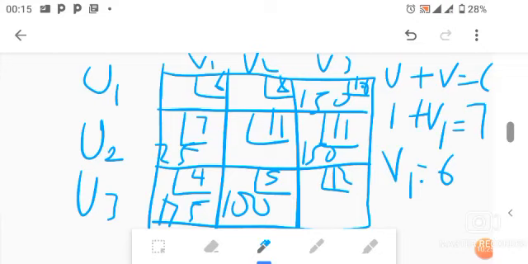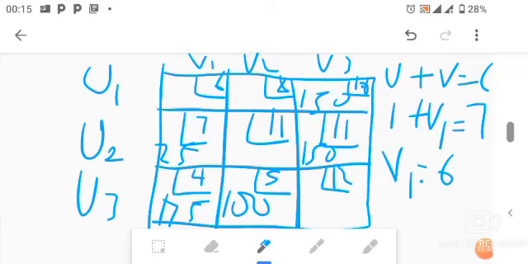So we have u1, we have found u2, we have found v1 just now. We have also found what? v3. What is left? v2 and u3 are left. How do we get that value? So u3 can easily also be found with the help of v1.